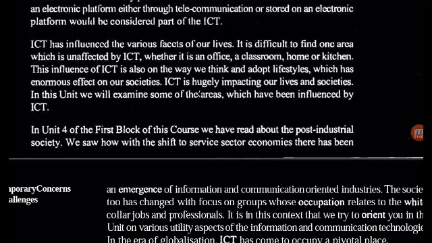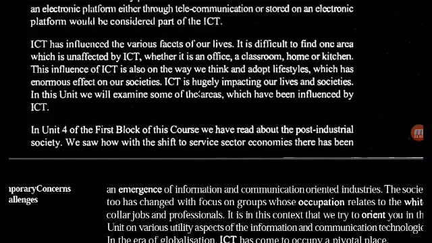ICT has influenced the various facets of our lives. It is difficult to find one area which is unaffected by ICT, whether it is an office, a classroom, home or kitchen. This influence of ICT is also on the way we think and adopt lifestyles, which has enormous effect on our societies. ICT is hugely impacting our lives and societies. In this unit, we will examine some of the areas which have been influenced by ICT.